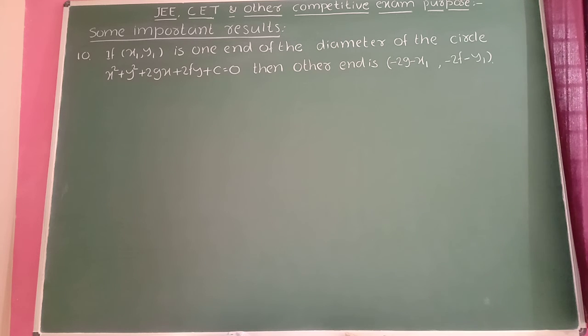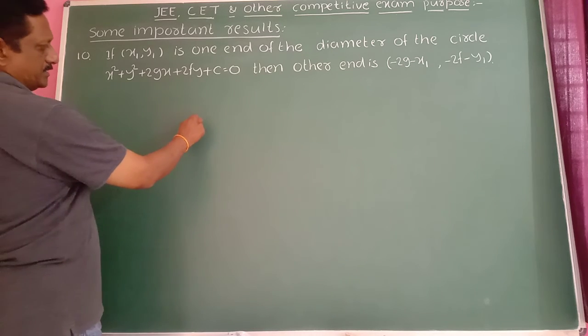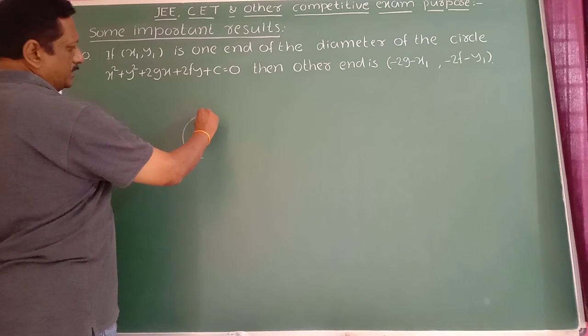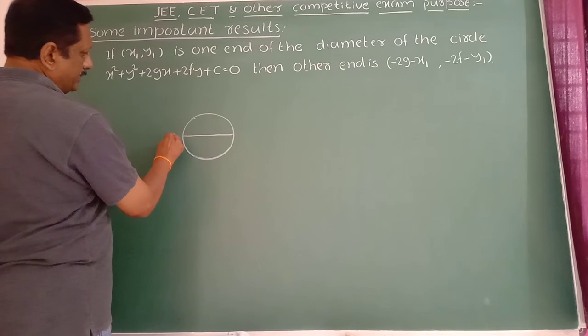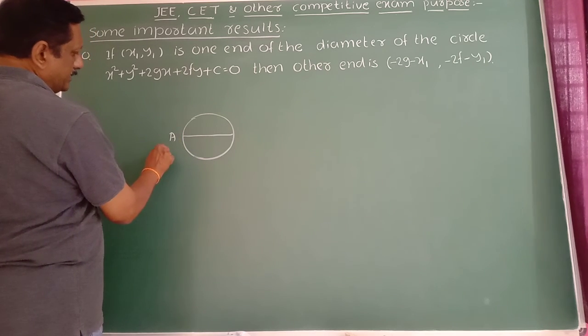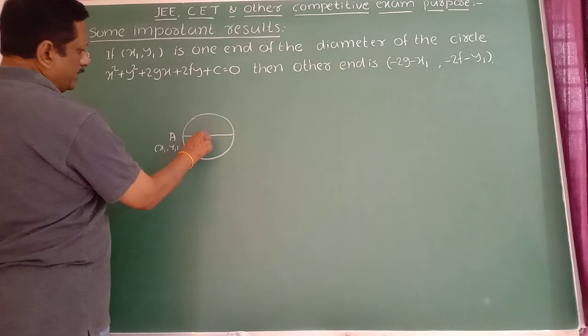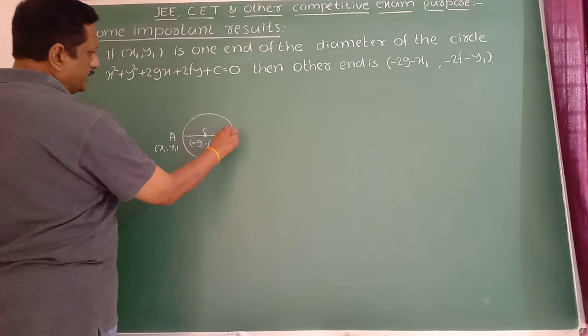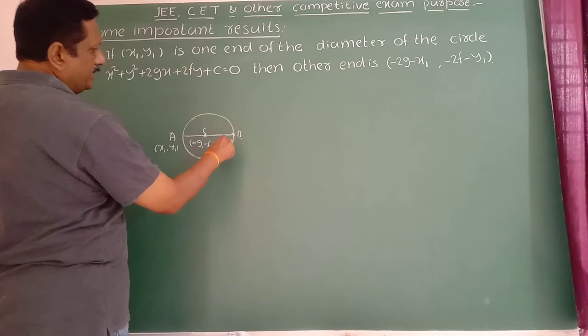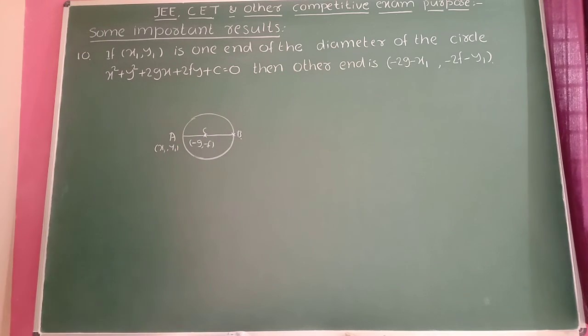If x1, y1 is one end of the diameter of the circle x square plus y square plus 2gx plus 2fy plus c is equal to 0, then the other end is given by this. So if A is one end here, x1, y1, and C is the center here, minus g, minus f. If you want to find the other end B, then you can use this formula, the other end of the diameter of the circle.